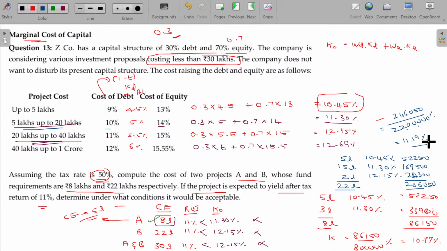Can I choose either A or B or A and B? I have to choose only A. Clear? Come on, make note of it.